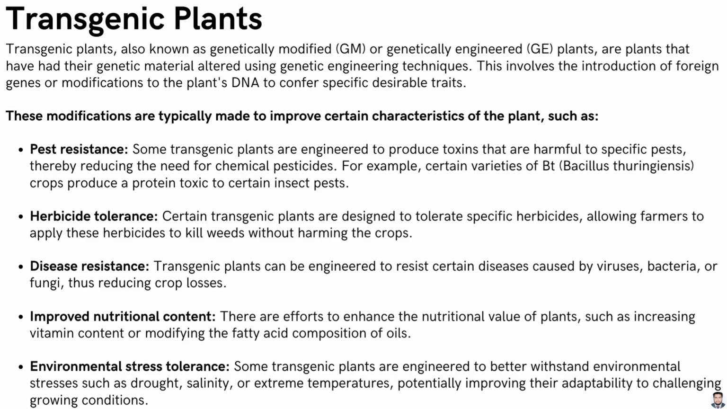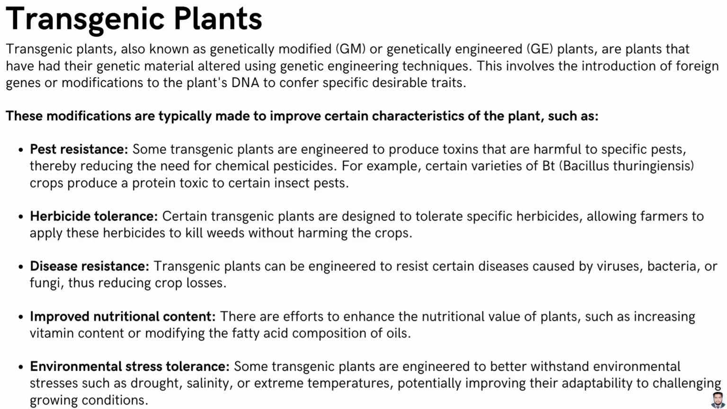Herbicide tolerance. Certain transgenic plants are designed to tolerate specific herbicides, allowing farmers to apply these herbicides to kill weeds without harming the crops. Disease resistance. Transgenic plants can be engineered to resist certain diseases caused by viruses, bacteria, or fungi, thus reducing crop losses.